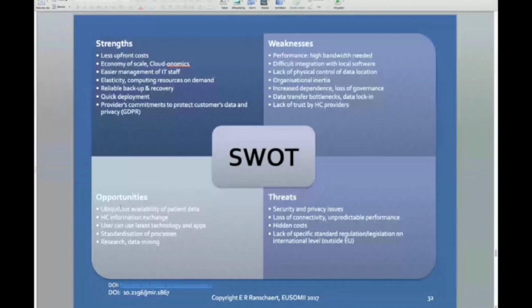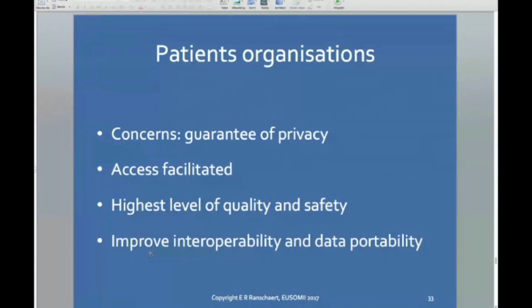And there are several opportunities as well. We can access data everywhere, and data can be exchanged easily. The user can have access by using the latest technology and applications. And there will be progress in research, especially related to data mining. Patients' organizations, for their part, are also in favor of this. They do have concerns about the guarantee of privacy, but they want facilitated access, and they also want the highest level of quality and safety. They also think we should improve interoperability and data portability.